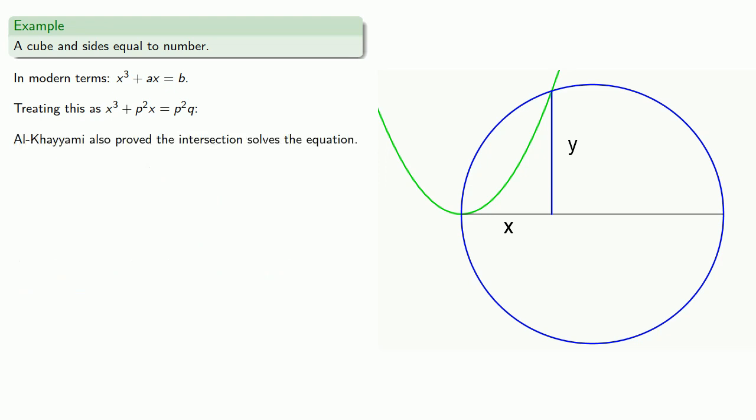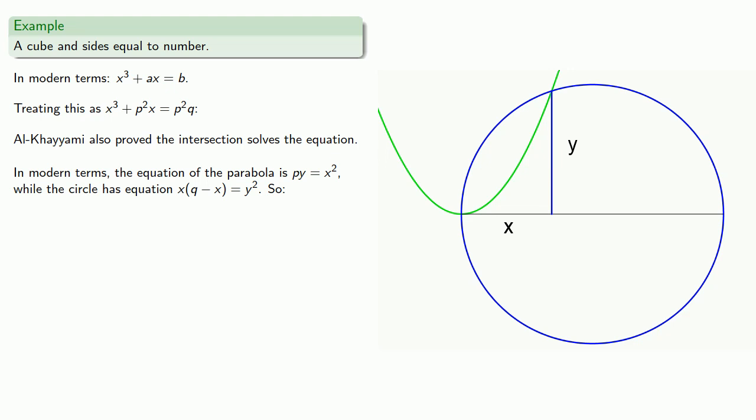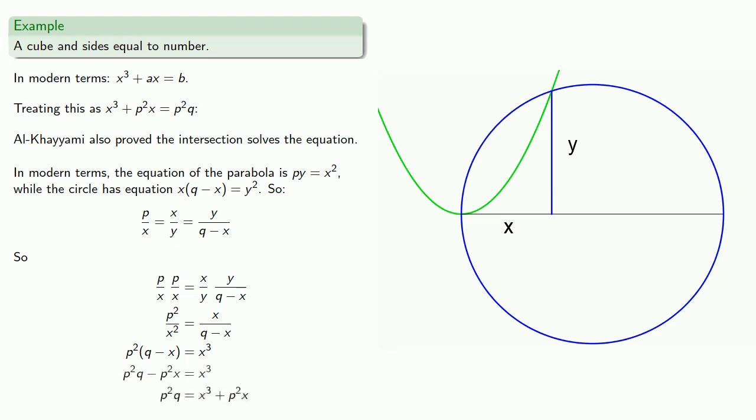So Al-Khayyami also proved that the intersection solves the equation. So in modern terms, the equation of the parabola is py equals x squared, while the circle has equation x times q minus x equals y squared. So the parabola can be untangled into the rational equation p over x equals x over y. And similarly, we can disentangle the equation for the circle into x over y is y over q minus x. And that gives us one of these continued proportionalities that are so very useful. So from p over x is equal to x over y, well, since p over x and y over q minus x are equal, we can multiply across and simplify. And so the x-coordinate of the intersection point of the circle and the parabola also solves the equation we started with.